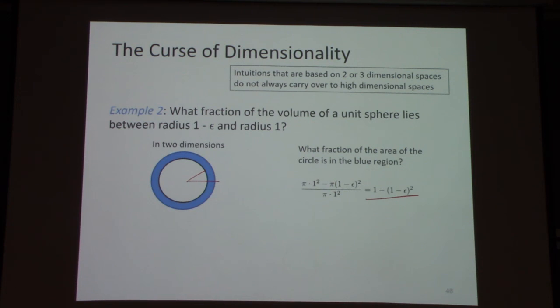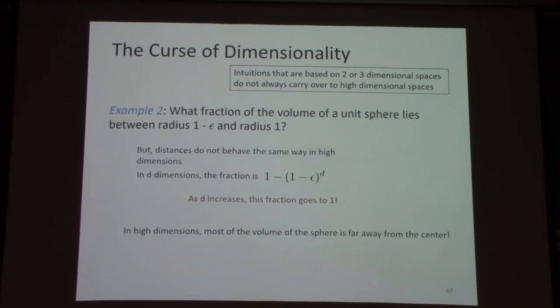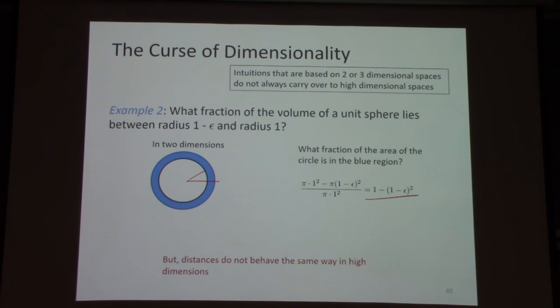Okay? Now let's move to 3 dimensions. In 3 dimensions, you have a sphere of radius 1 and another sphere of radius 1 minus epsilon inside the big one, and you're asking what fraction of the points lie between those two spheres, in that shell, on the boundary.